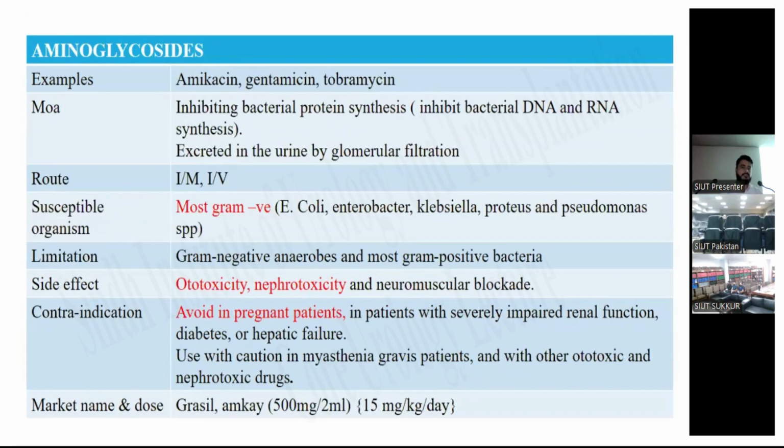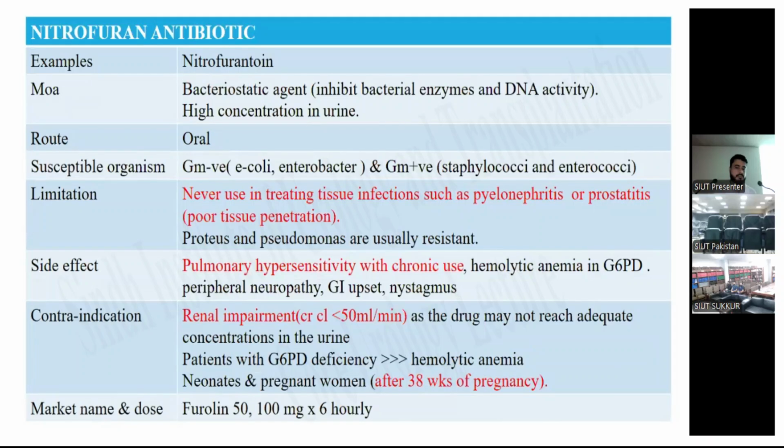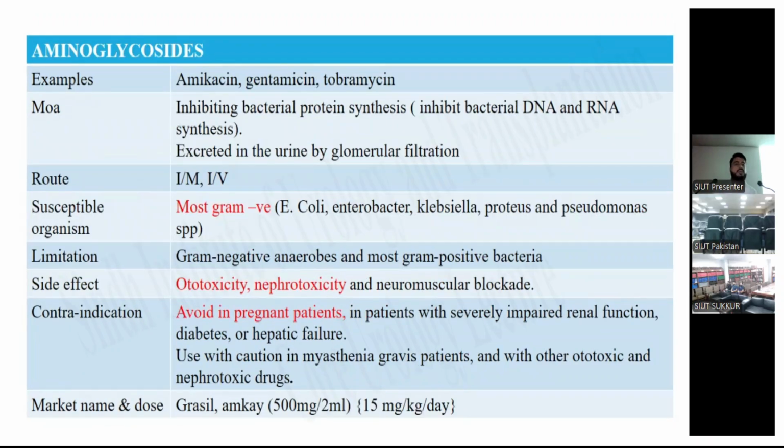Now nitrofurantoin is the drug of choice for uncomplicated UTIs, and it can only be given in uncomplicated cases. In complicated and septic patients, we should not give nitrofurantoin, as it has poor tissue penetration. Aminoglycosides, the ones mostly used in the treatment of UTI are amikacin and gentamicin.